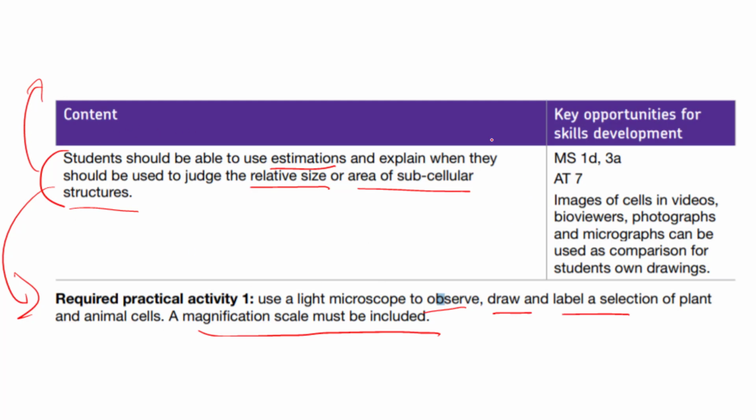This bit here is telling you about the estimation and explain why when they should be used to judge the relative size and area of a subcellular structure. So basically you should know the generic size of, is it micrometers, is it millimeters, so what sort of sizes are we expecting of the different sort of things we should see in the cells, having a good idea of that. So that's the sort of thing they're expecting in this.